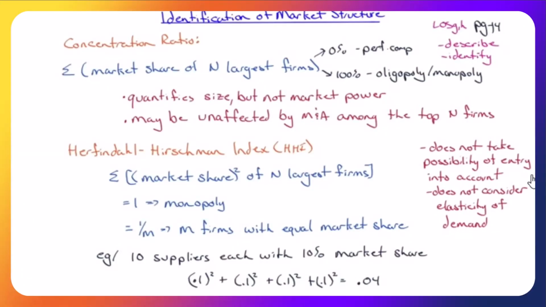Now, the limitations of the HHI index: it does not take the possibility of entry into account, so that you may have a concentrated industry, but the barriers to entry may be so low that those in the industry will act as if there is extra competition, because the possibility of it is always there. Further, it does not consider the elasticity of demand.